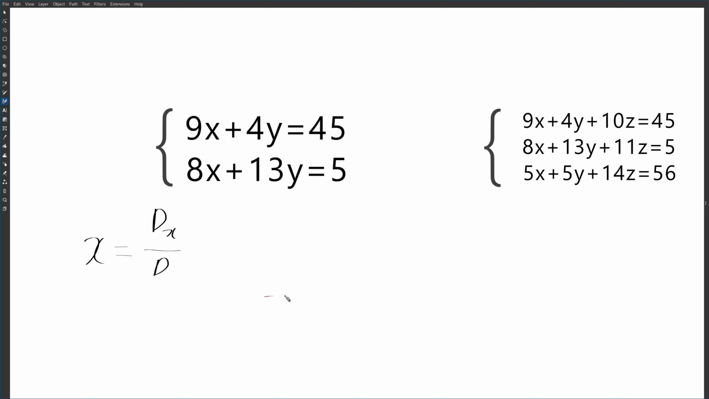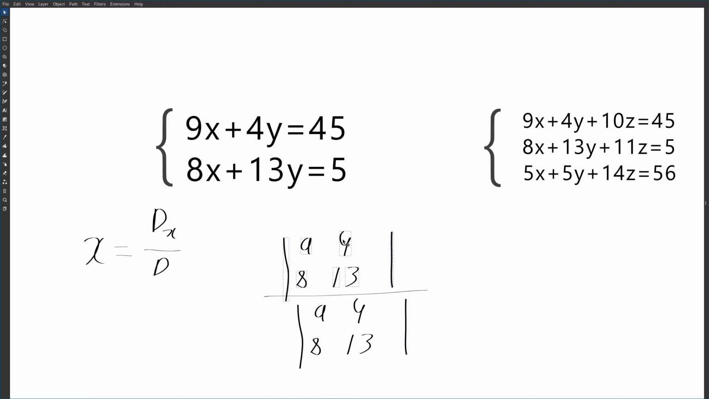Okay, so set this up. And what I mean in the center is just you're going to write 9, 4, 8, 13. Just all those coefficients. Okay, and you're going to copy this to the top. Now what you're going to do next to account for this x is, this is x, this is y, and if you had a third one like this next one would be z. What you're going to do is erase all these x's and replace them with this column.